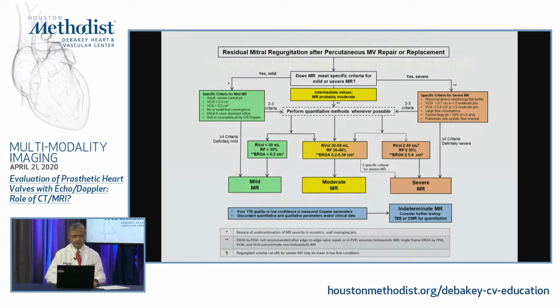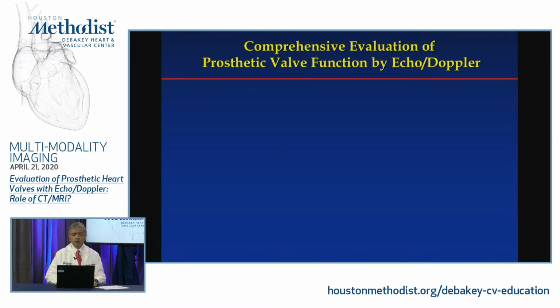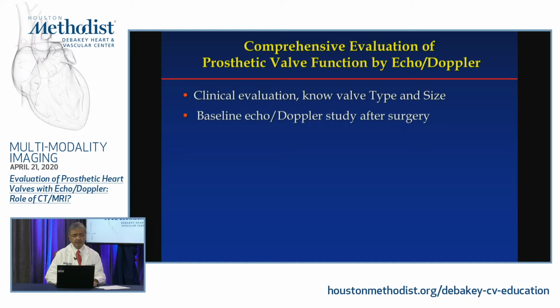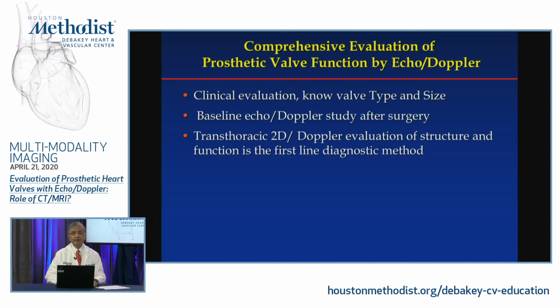So in summary, from an echo Doppler point of view, what do we do? One is, yes, we need to have a clinical evaluation, know the valve type and size in these prosthetic valves, get a baseline echocardiogram and Doppler study after surgery, have a baseline transthoracic 2D Doppler for evaluation of structure and function, and it is indeed the first line diagnostic methodology.